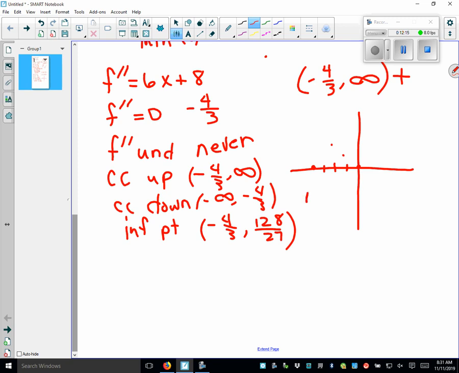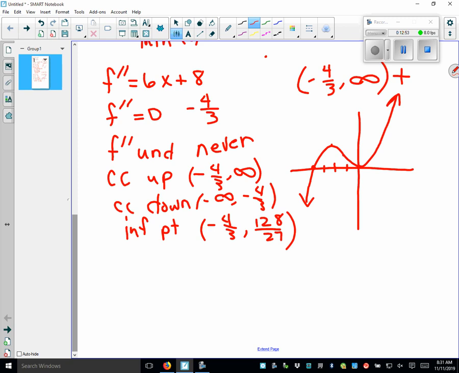I think it's doing this. Do you agree? It's 256/27, which is like 9.8, almost 10. So it's up there. Is that what the graph looks like? For negative 8/3, shouldn't it be like at 9? Yes, it should be higher up. I just guessed where it was.